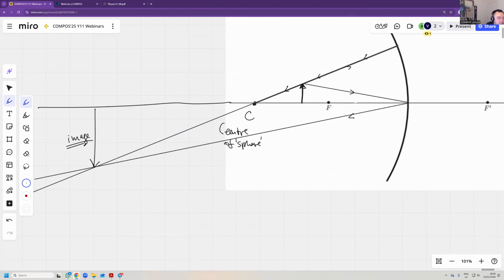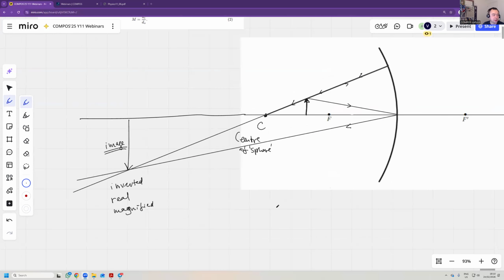It's an upside down image, so it is inverted. It is real, and it is magnified. Similar to lenses, right? So, do you understand this diagram? Do you understand what I've been drawing here? On a scale of 0 to 10, please. Okay, great. That's nice.